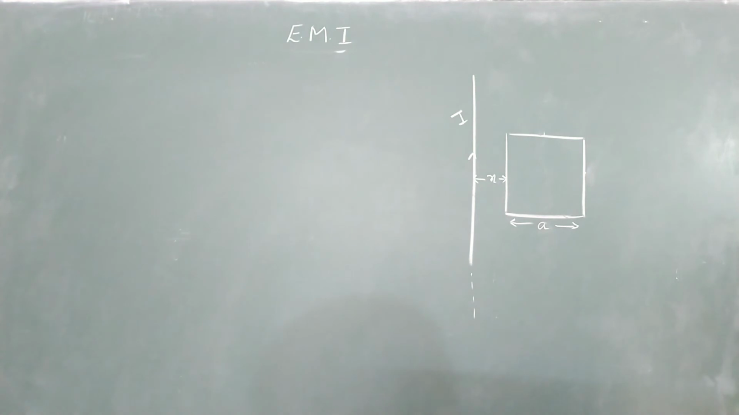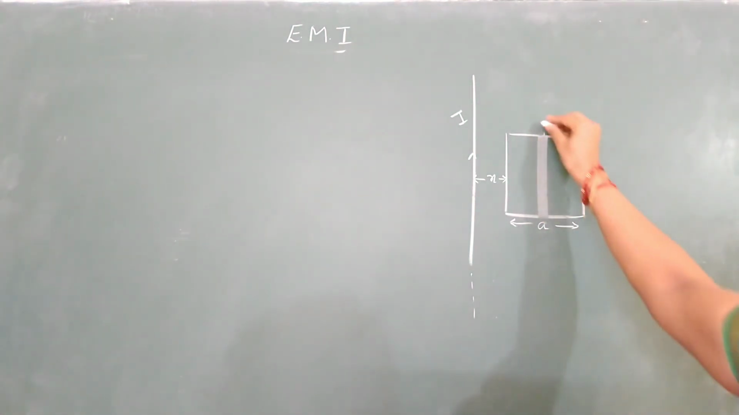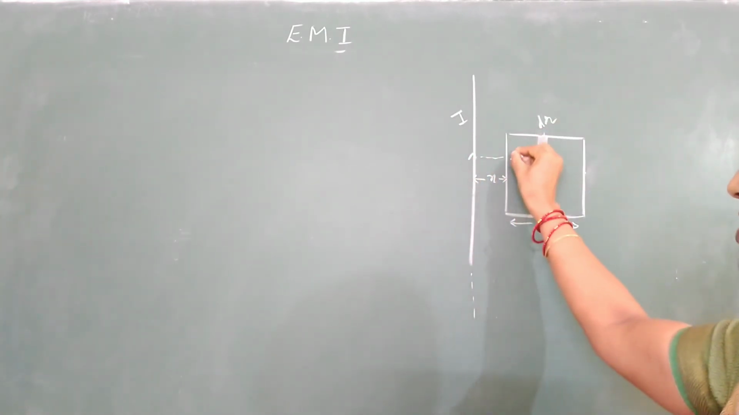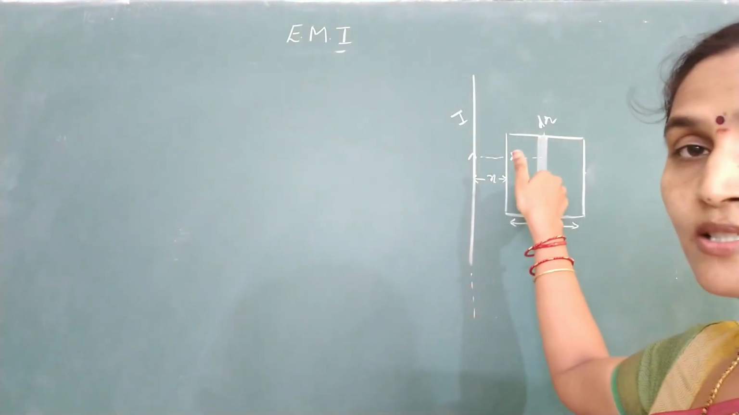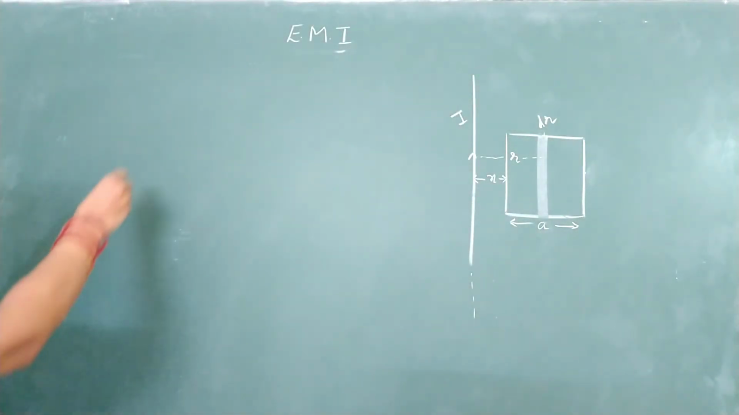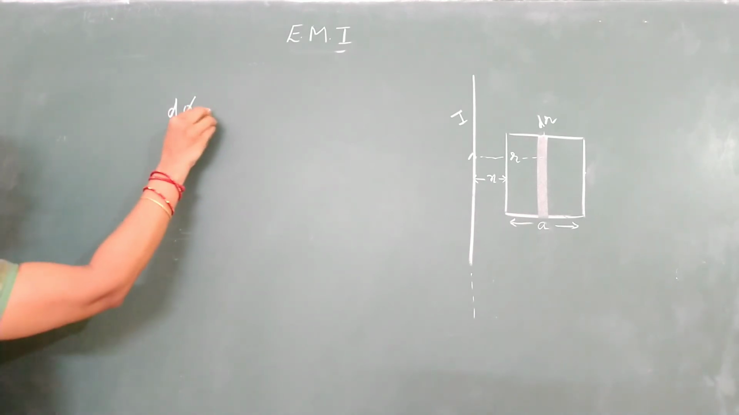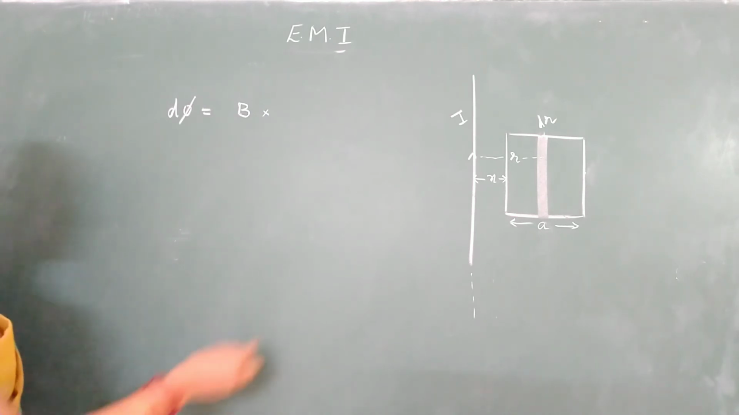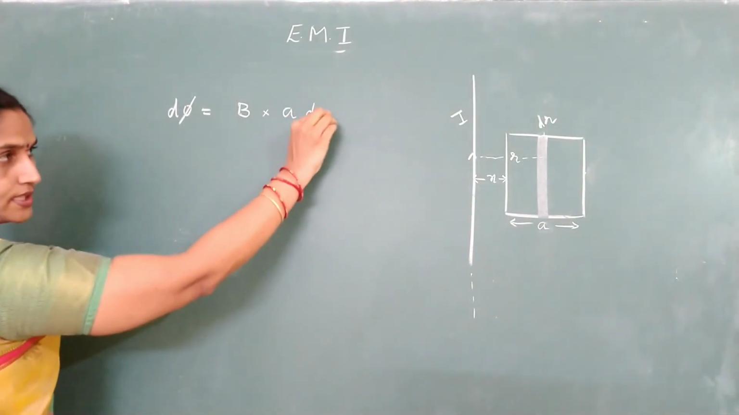To calculate the mutual inductance, let us start by taking a small region here. I'll consider a small region of thickness dr, which is at a distance r from the wire. Will there be a magnetic field passing through this small region? Find out what the magnetic field is. I want the flux passing through my shaded portion. We know flux is B into area. What is the area of the shaded portion I have selected? The thickness is dr, so I will write the area as A into dr.